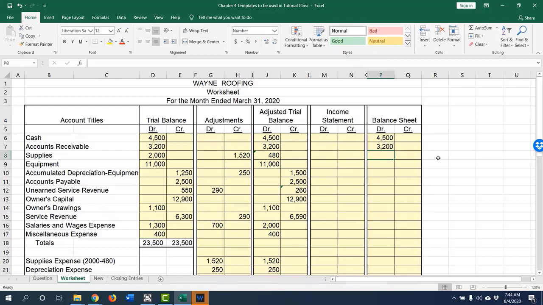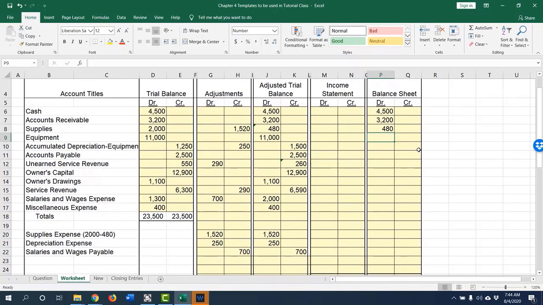Next, supplies. It's also an asset. Assets will go to the balance sheet part. So we can also write it in the debit side of the balance sheet. So this also goes to the balance sheet. Equipment. Equipment is another asset. So equipment will also go to the balance sheet debit side. Okay. Very easy, right? Anything related to assets, liabilities, owner's equity goes to the balance sheet. Anything related to revenues and expenses goes to the income statement. Till now, we haven't got any revenues or expenses. That's why these 2 columns are blank till now. Okay. No worry, they will be filled up.